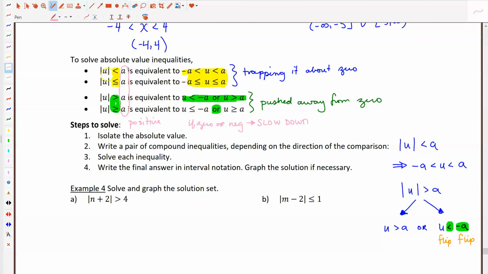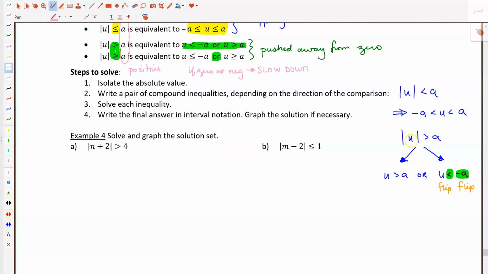It comes back to the fact that I'm looking at distances. A distance of 0 boils down to almost a single case, and distance can't be negative. So if I'm asking you about distance being required to be negative, since that can't happen, that's going to adjust how we think about our solution sets. Okay, so we're going to set up our inequalities depending on the direction of the comparison, solve each resulting inequality, and then write the final answer in interval notation, or set notation if you prefer, and that option is available to you. And then graph the solution if you're asked to graph it.